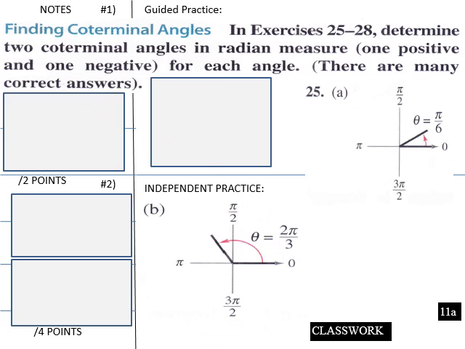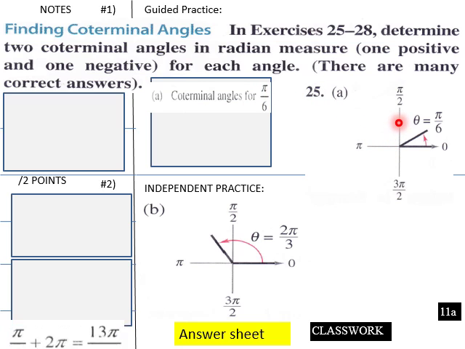Okay, into our guided practice. Determine 2 coterminal angles in radian measure, 1 positive and 1 negative for each angle. There are many correct answers. Okay, so here, 25a, we have theta equals pi over 6, so coterminal angles for pi over 6. That's what we need to find.